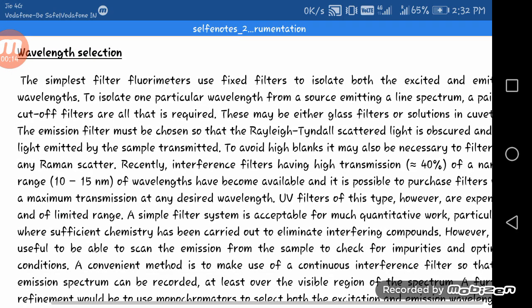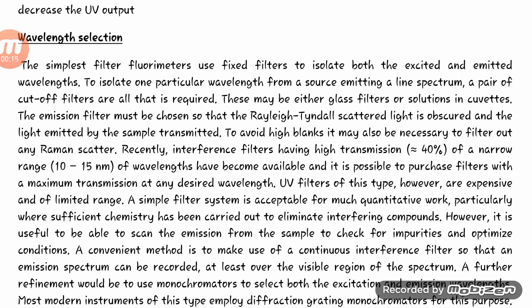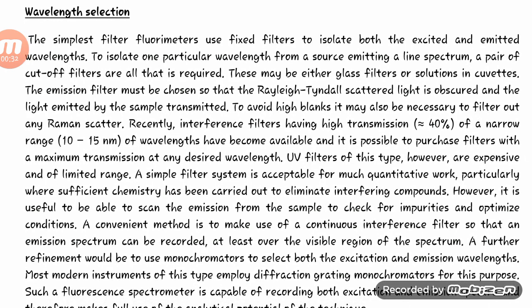The simplest filter fluorometers use fixed filters to isolate both the excitation and emission wavelengths. To isolate one particular wavelength from a source emitting a line spectrum, a pair of cutoff filters is all that is required. These may be either glass filters or solutions in cuvettes.